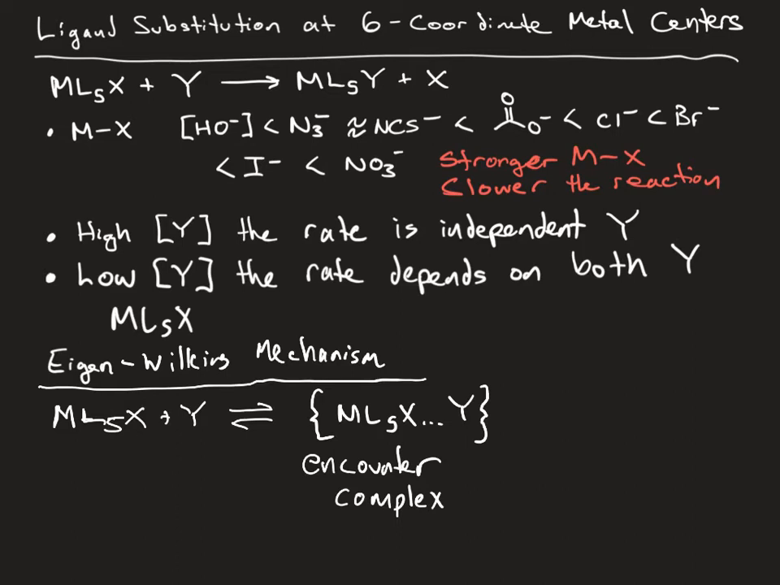You then lose that ligand X, forming a 5-coordinate compound, and Y is right there to come in and bind to that metal center. Most 6-coordinate compounds undergo this type of mechanism under ligand substitution, where you form this encounter complex. But for the most part, you can think about this as following a D, a dissociative, or an ID, a dissociative interchange type mechanism.